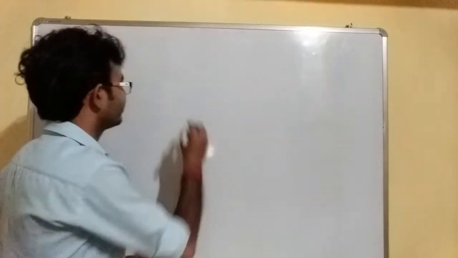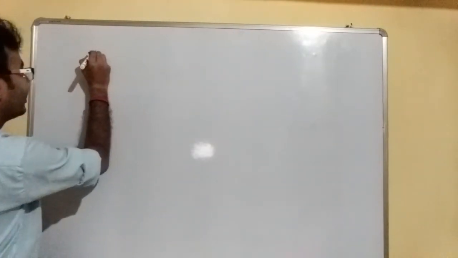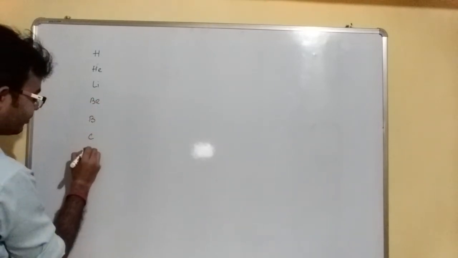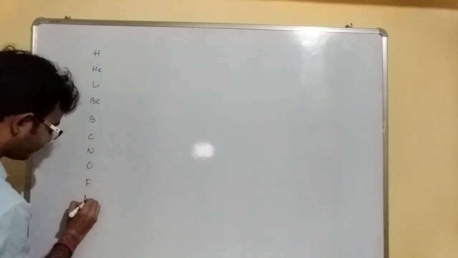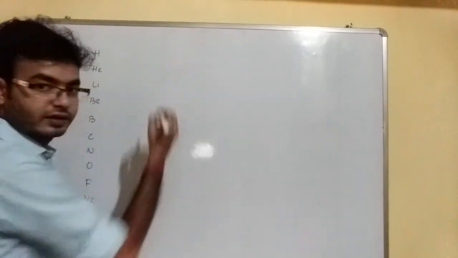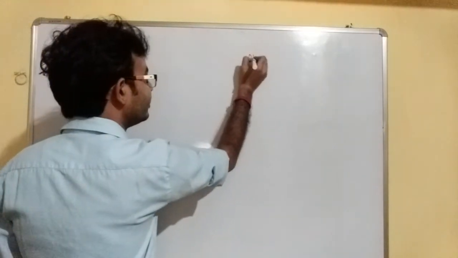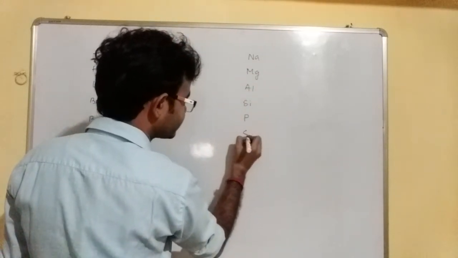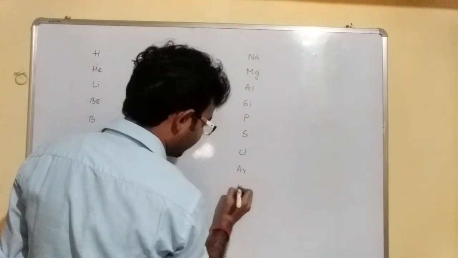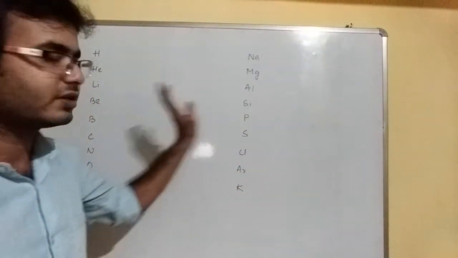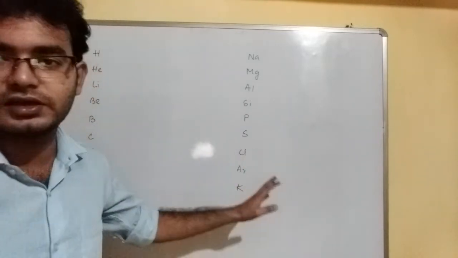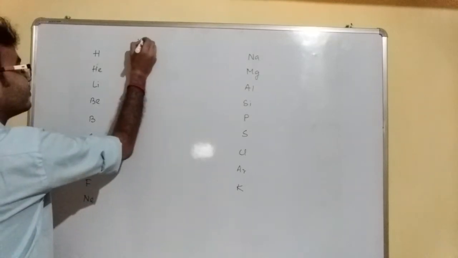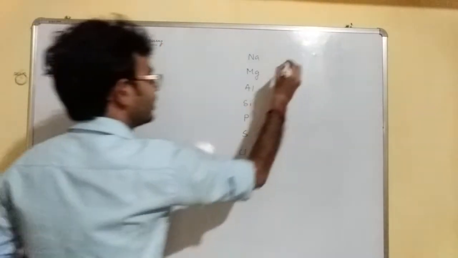Fine. So here I was writing hydrogen, helium, lithium, beryllium, boron, carbon, nitrogen, oxygen, fluorine, neon. Here it is: sodium, magnesium, aluminium, silicon, phosphorus, sulfur, chlorine, argon, potassium. We cannot show everything together in that chart, so we are writing separately here. You should put these values in that same chart. Okay, valency, have to write.